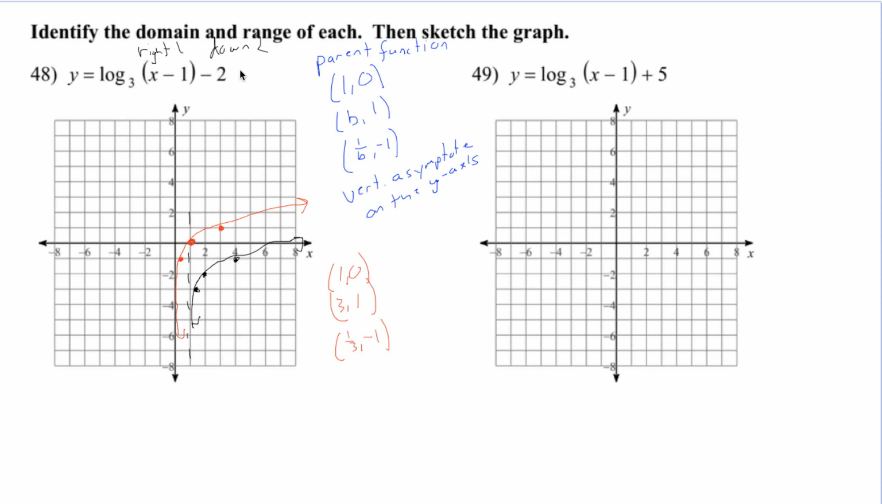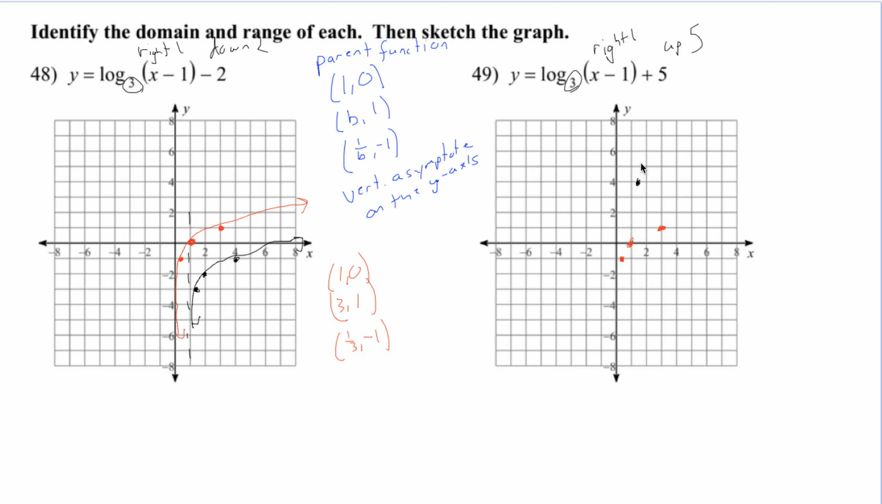Over here, it's really the same idea. I didn't mean to, but it actually even has the same base. So this red one here would be the parent function for that. So we can graph those same 3 red points, 1, 0, 3, 1, and 1/3, negative 1. But then this is going to be right 1 and up 5.